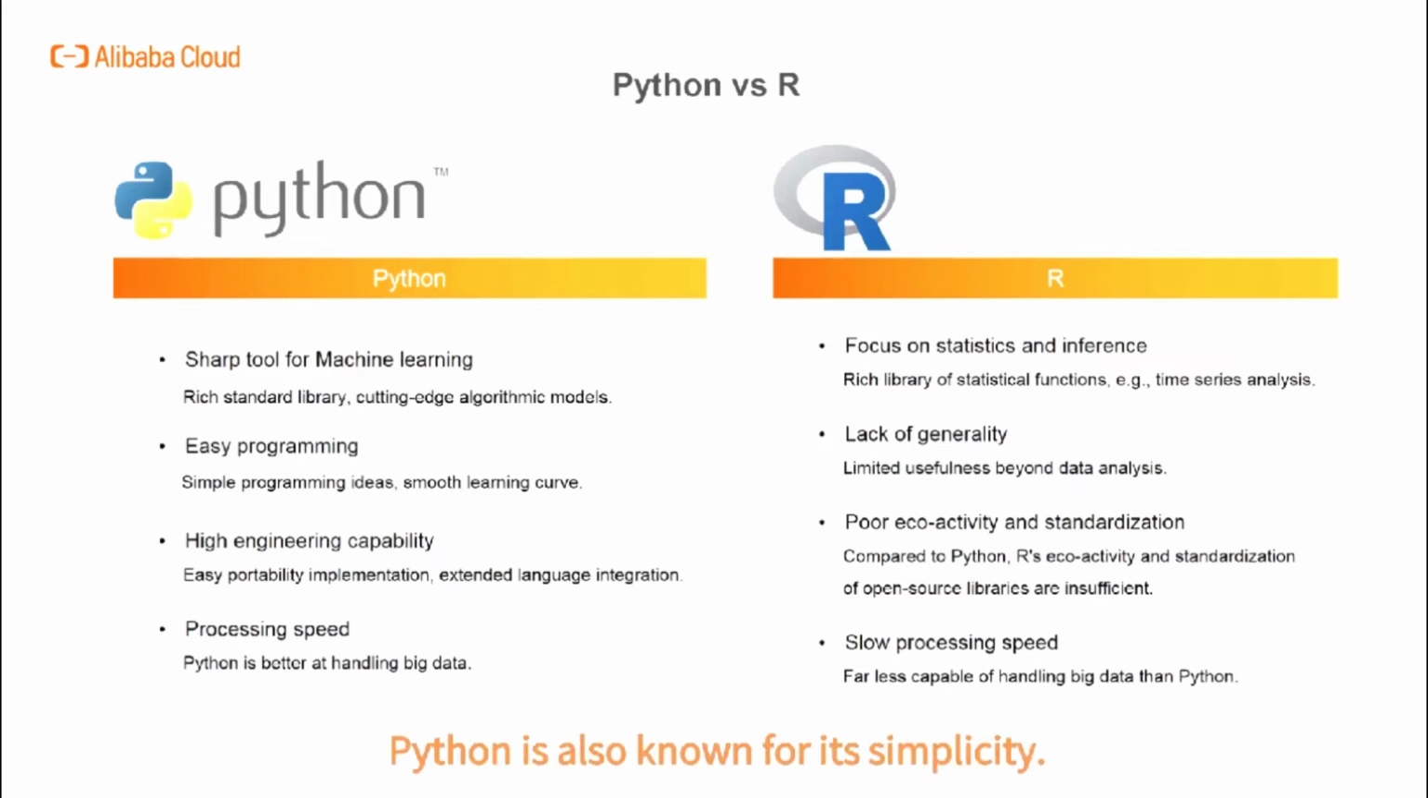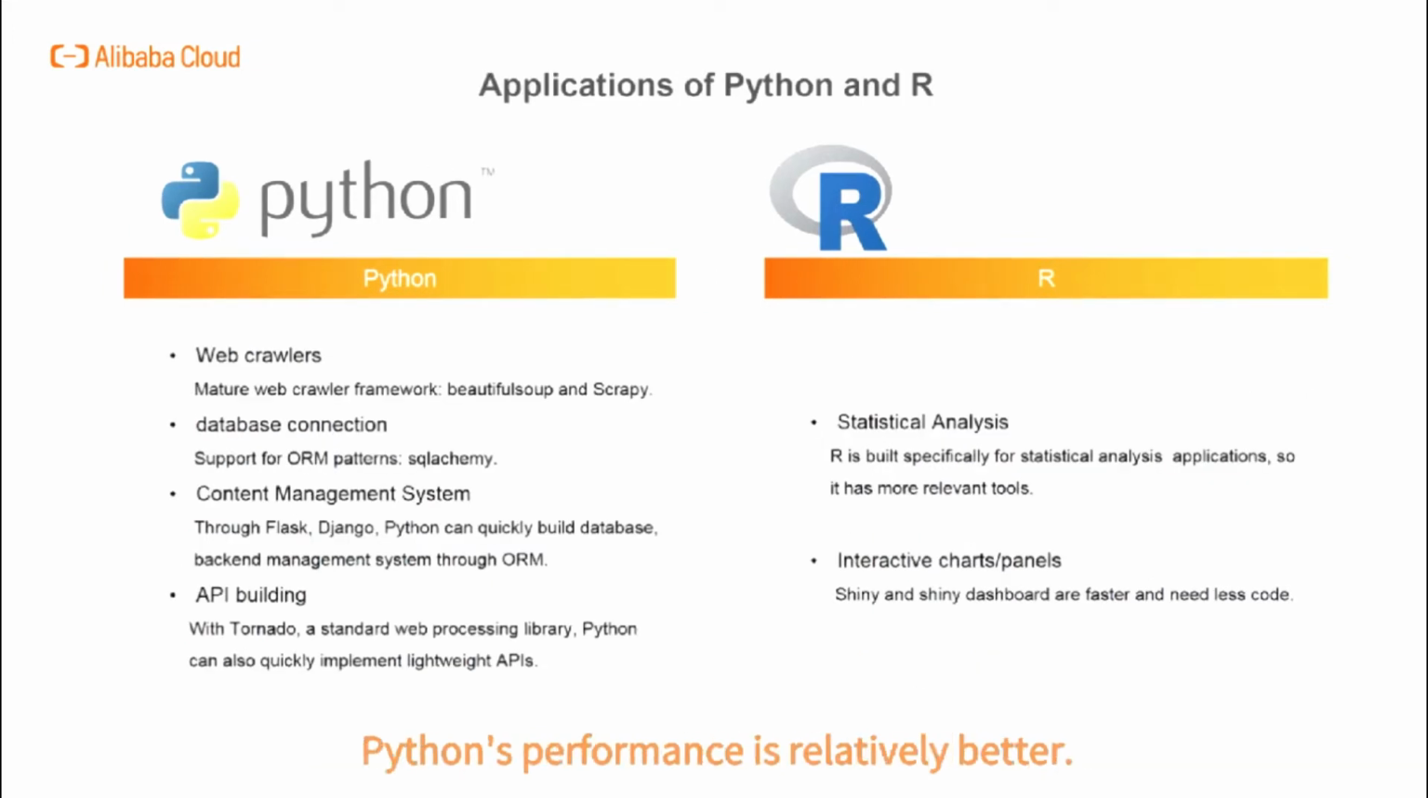Furthermore, Python is also known for its simplicity because its programming ideas are relatively straightforward and simple. Its syntax is quite similar to human language, so its learning cost is relatively low. At the same time, its engineering capacity is relatively strong because it has good portability and it is possible to be embedded into other languages. And compared to the R language, Python's performance is relatively better. So Python is better at handling big data.